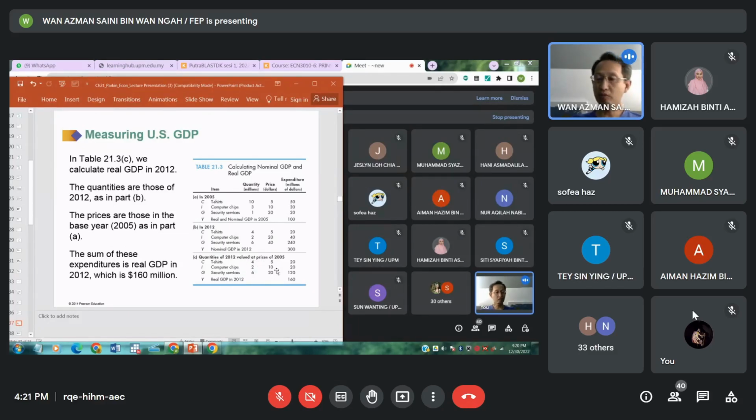But still, we need to multiply by price, because GDP is expressed in terms of market value. So one way is to fix the price. But we need some reference, or base, here. This is the base, this is the reference. So we have to use the price in the reference year, which is this one.